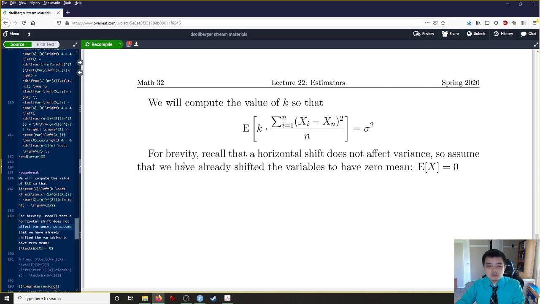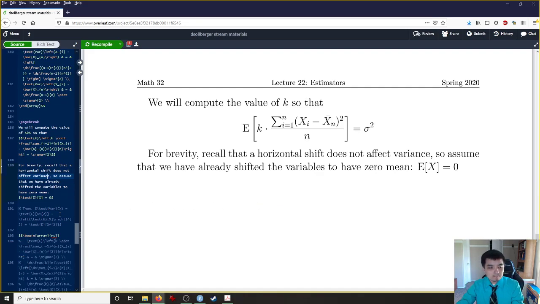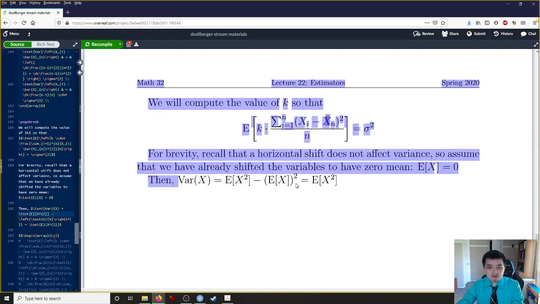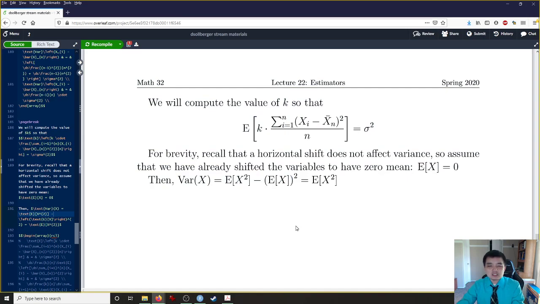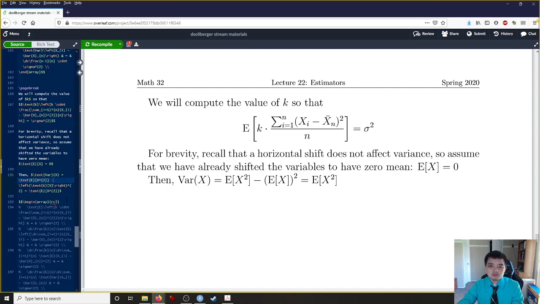As a quick side note, for brevity, recall that a horizontal shift does not affect variance. So assume that we've already moved stuff around so that the variables have zero mean. And recall that for our practical formula for variance, E of X squared minus E of X quantity squared, if E of X is 0, that second term after the subtraction sign goes away. And these two notes here are to make the next proof much easier to write.